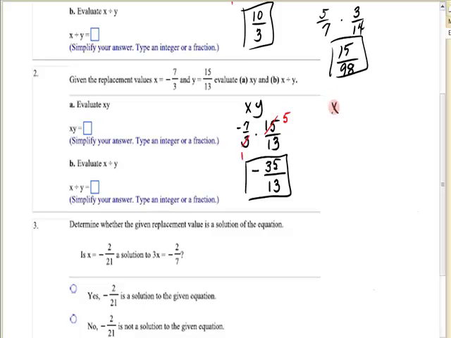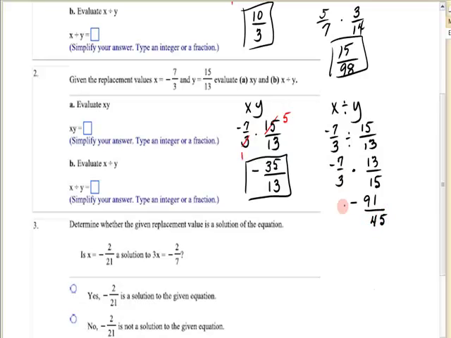Then it asked me to evaluate x divided by y. So it's negative 7/3 divided by 15/13. Keep, change, flip, and I don't believe there's anything I can bow tie this time. So negative times positive is negative. 7 times 13 gives me, I believe, 91. And 3 times 15 gives me 45. And I'm done.